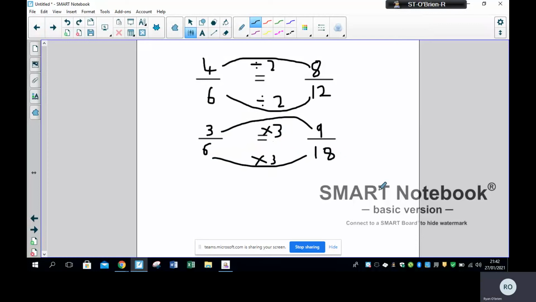You're going to be finding some more equivalent fractions, which are fractions that are the same. If the fraction is using bigger numbers, then you need to times. But if the fraction you're trying to find is using smaller numbers, then you need to divide. And just remember, whatever you're doing to the numerator, you have to do to the denominator, and vice versa. Whatever you're doing to the denominator, you have to do to the numerator.